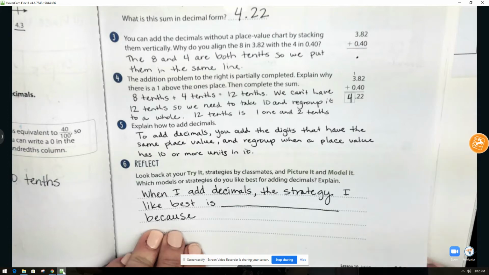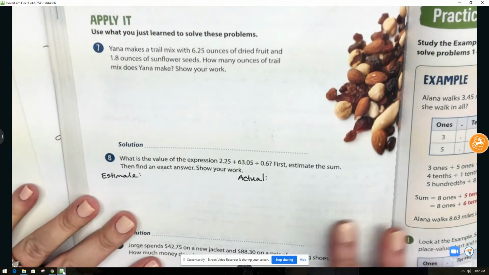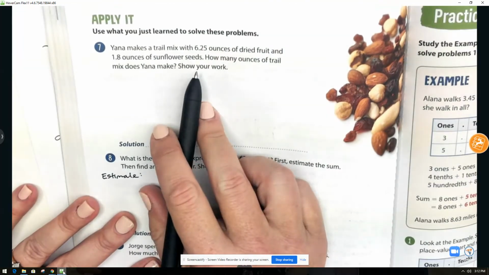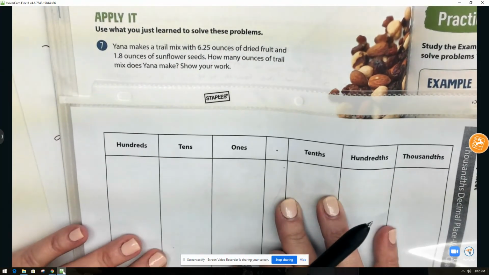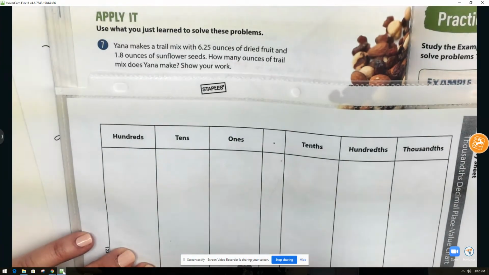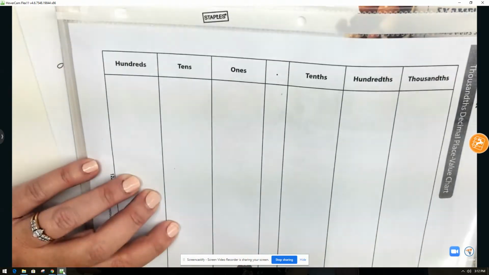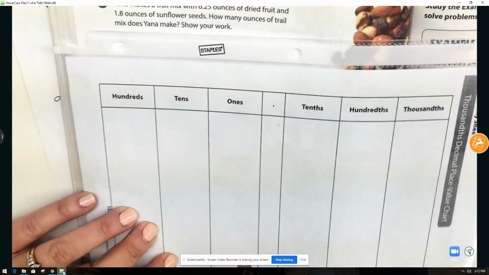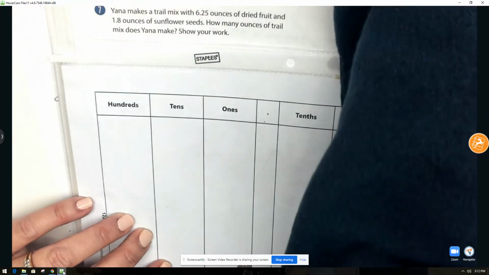Okay, we're going to go ahead and go on now to page 196. On page 196, we're going to practice adding decimals. For number 7, I'm going to use my place value chart because I feel like that is going to be super helpful. I'm going to use my place value chart for this method, and then for the others, I will probably use the stacking method, which is the place value method without the place value chart.